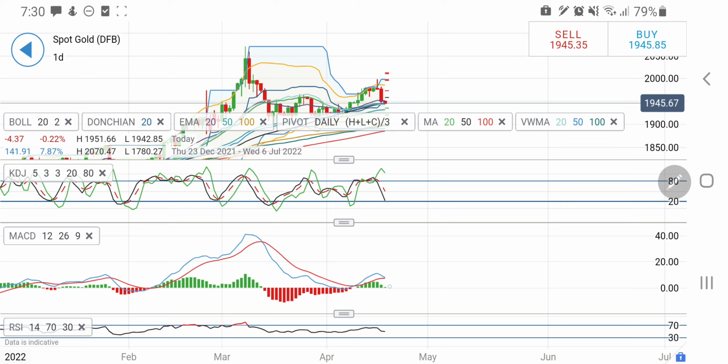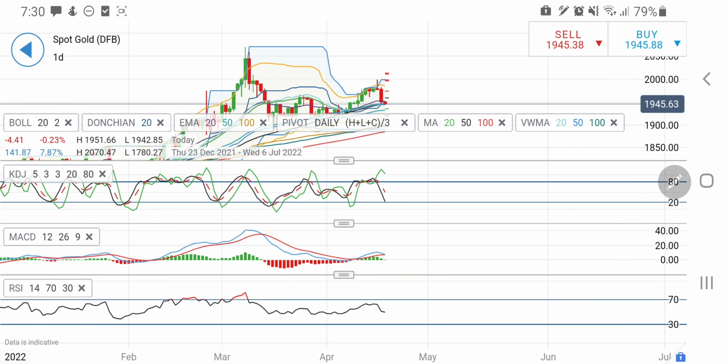The MACD is on the verge of a crossover. So a red candle today will try to make it cross over and achieve the targets here.